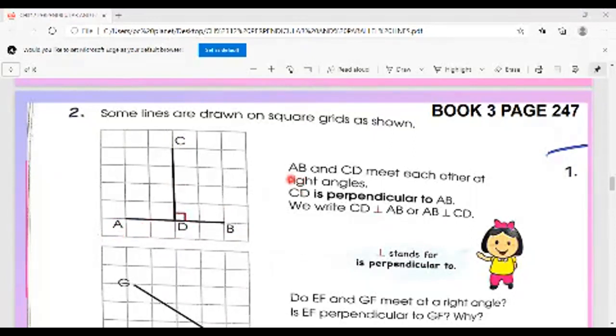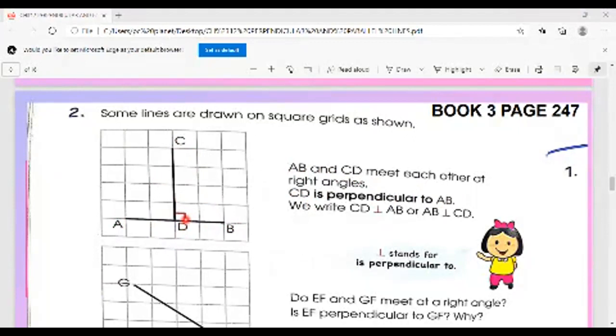So look at this, AB and CD meet each other at a right angle. Don't get confused, ma'am, what is AB, what is CD? These two are the names of the lines. The baseline's starting point is A and it ends on B. So this line's name is AB, and the other line starts at C and ends on D, so it is CD. So see, AB and CD meet each other at a right angle. CD is perpendicular to AB. Your teacher is saying that CD is the line which we draw to find the perpendicular line.